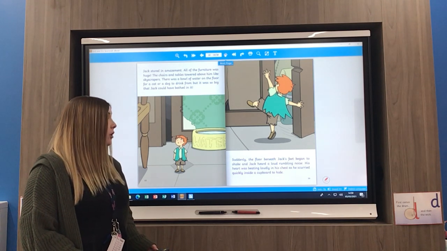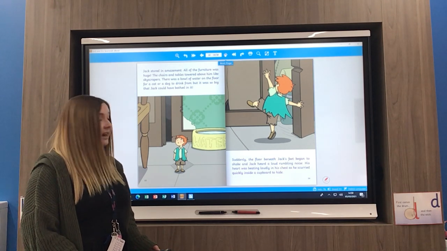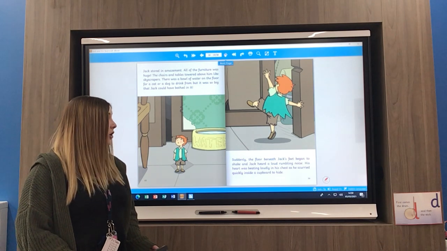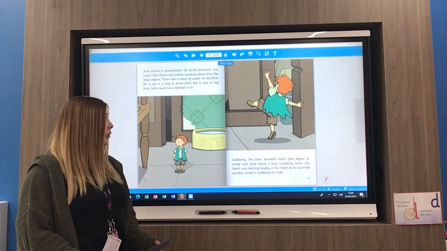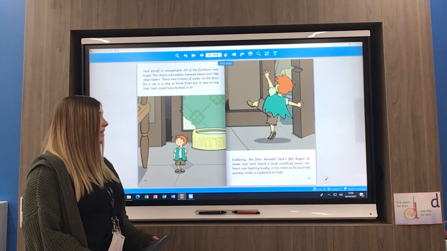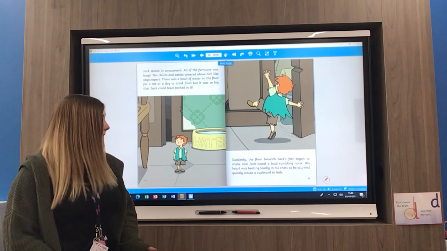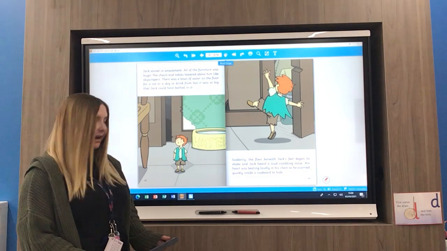Suddenly, the floor beneath Jack's feet began to shake, and Jack heard a loud rumbling noise. His heart was beating loudly in his chest as he scurried quickly inside a cupboard to hide.